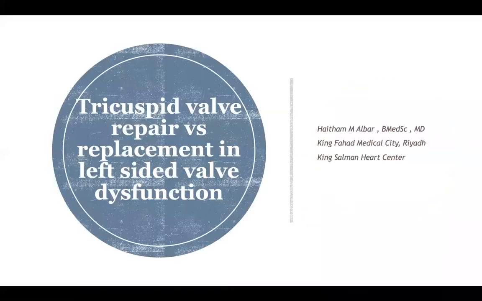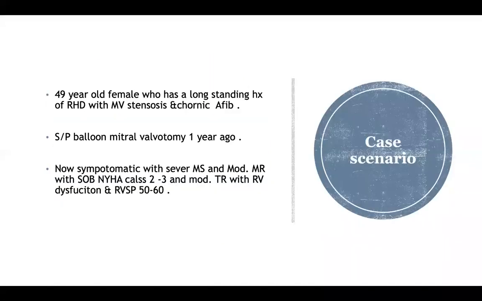Today our talk will be about tricuspid valve repair versus replacement in left-sided valve dysfunction. So we'll start with the case scenario. We have a 49-year-old female who has a long-standing history of rheumatic heart disease with mitral stenosis and chronic atrial fibrillation. She underwent balloon valvotomy 1 year ago prior to her presentation to us.